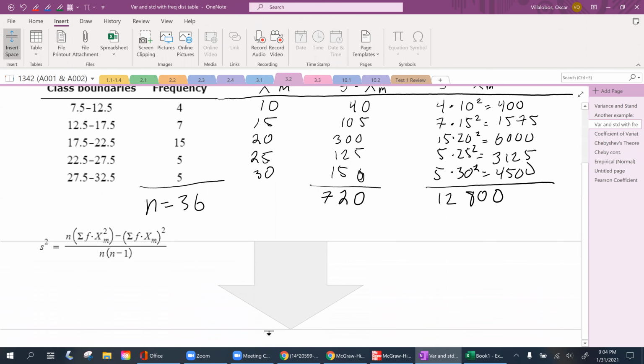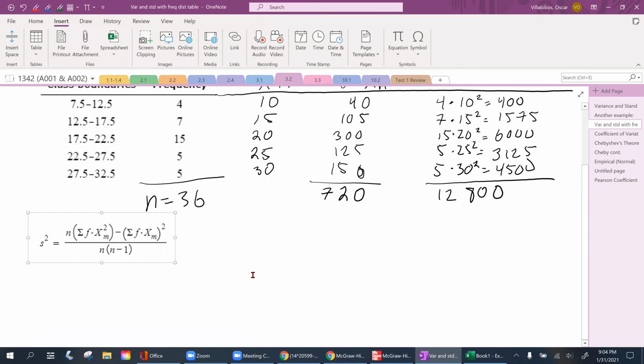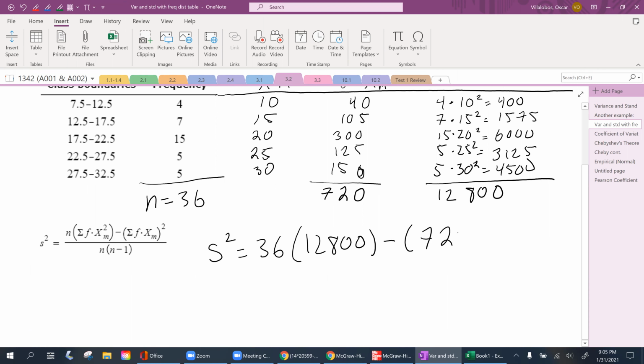Let's go ahead and plug everything in. All right, so my variance is going to be 36 times 12,800 minus 720 squared, over 36 times 35. And let's see what that gives us.